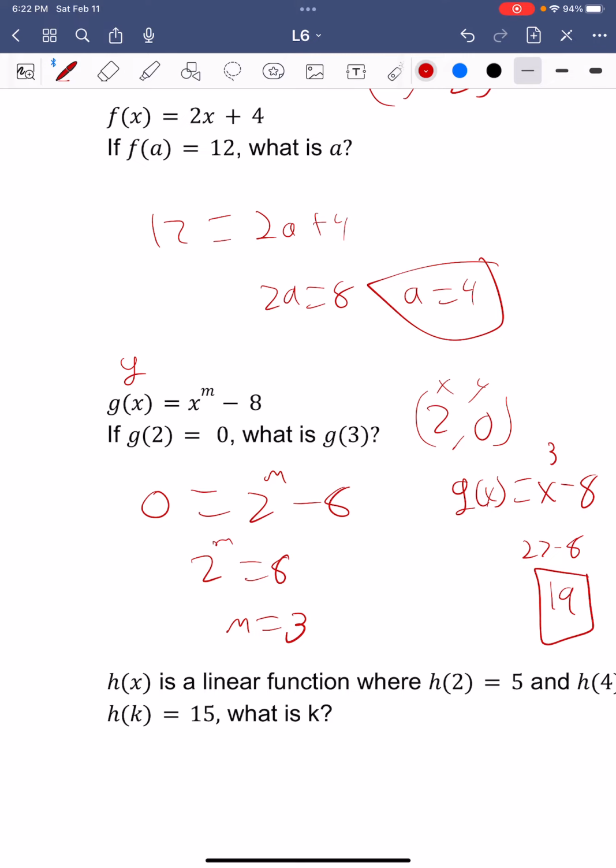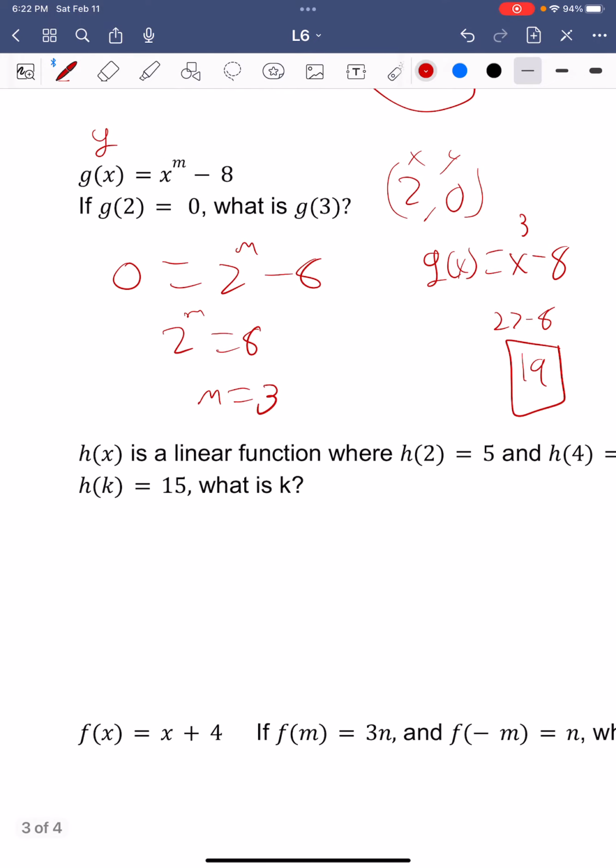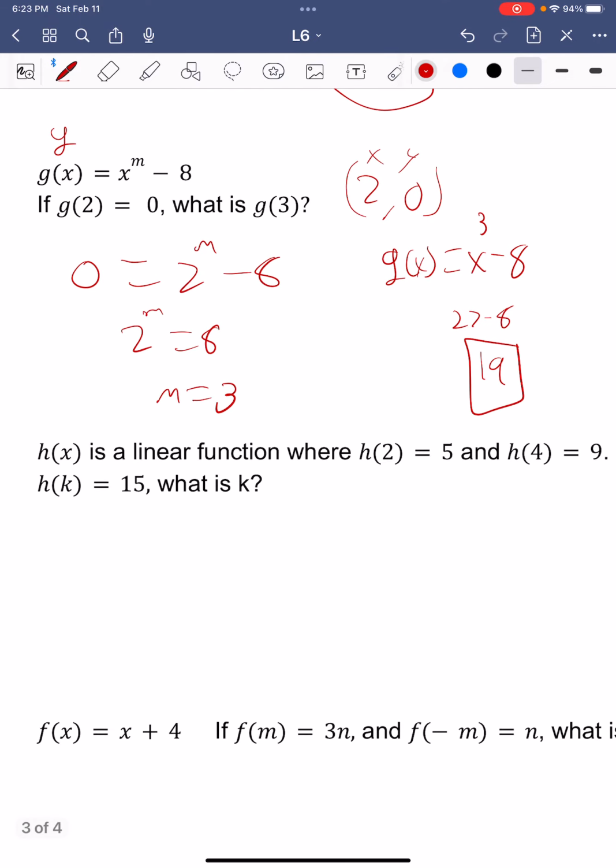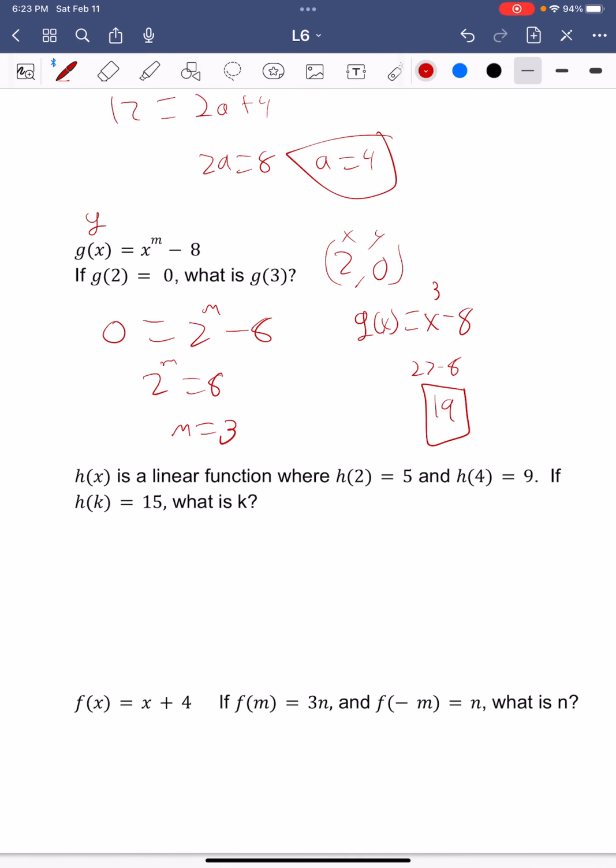So g of 3 is 19. h of x is a linear function where h of 2 equals 5 and h of 4 equals 9. If h of k equals 15, what is k? All right, this is a big one. Here it says it's a linear function, so that means we know it's going to be a line.